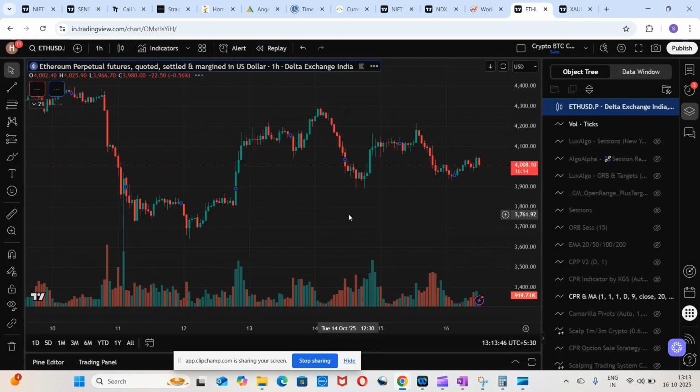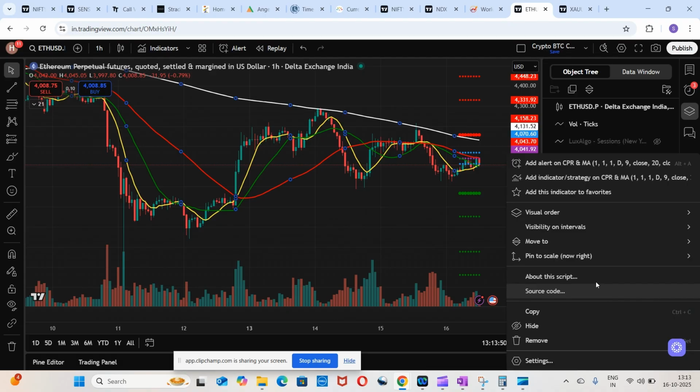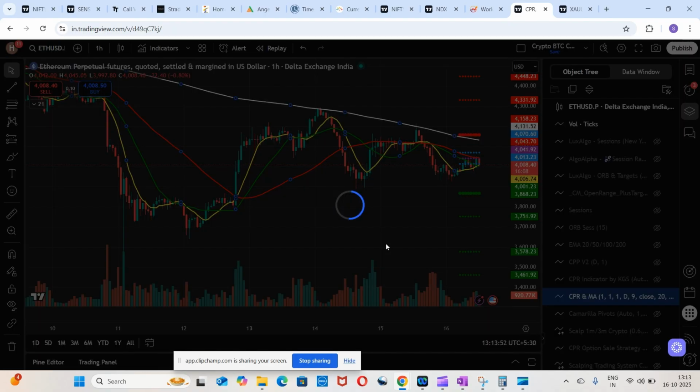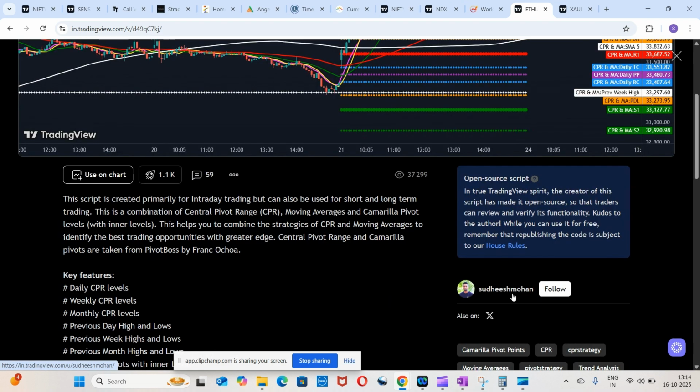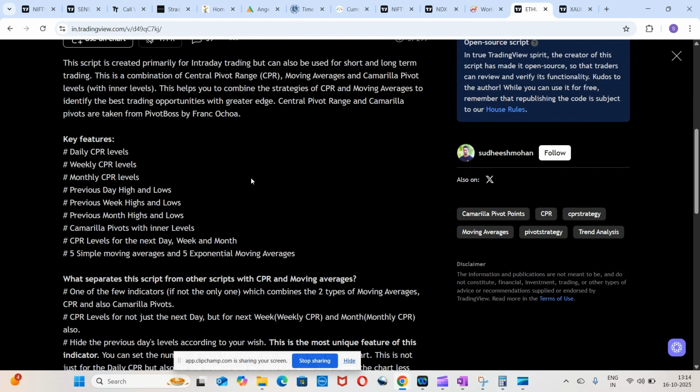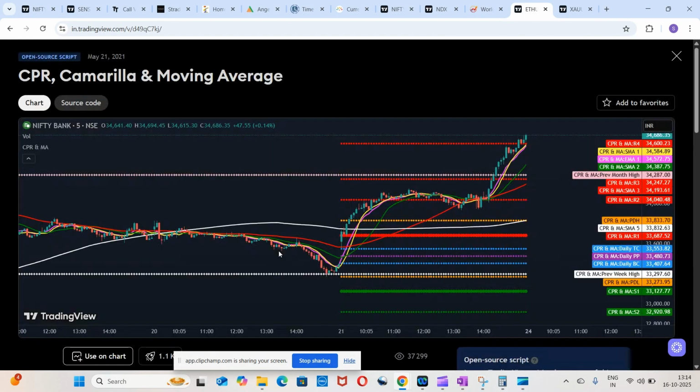So this is the indicator CPR and MA, and let's see what this indicator is. This is CPR Camarilla and Moving Average Indicator, open source script, May 21, 2021, from Sudesh Mohan with 1.1k followers. He has different things like CPR levels. He has previous day high lows, five moving averages, and simple moving averages and exponential moving averages are there as a part of this indicator. Okay.